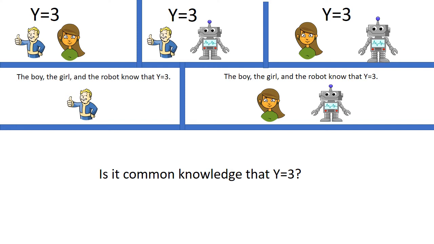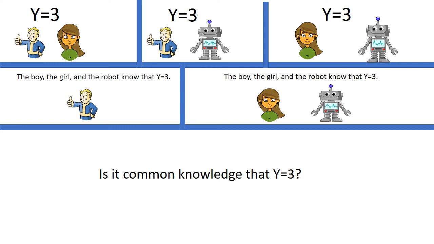Now, in the fourth room, there's a sign that says the boy, the girl, and the robot know that y equals 3. So imagine, everyone trusts all the signs. So the boy, even though he's alone in the room, the sign is telling him that, hey, the girl and the robot know that y equals 3. It's also saying he knows it, but he already knew it.